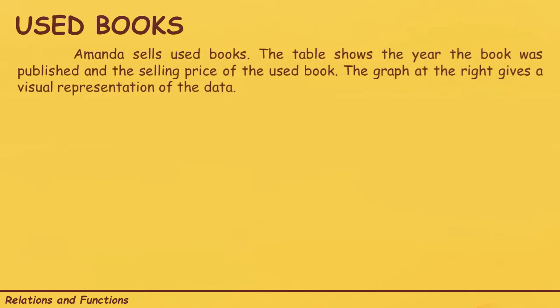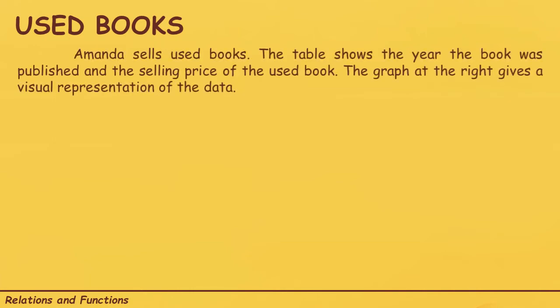Alam na natin yung dalawang kinds of relations. Una is many-to-one relation. Pangalawa naman is one-to-one relation. So let us now proceed to the last kind of relation by having this problem. This problem is entitled Used Books.